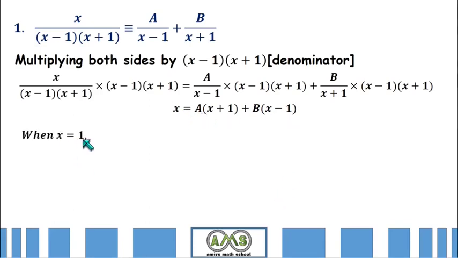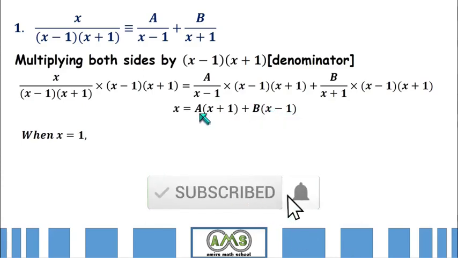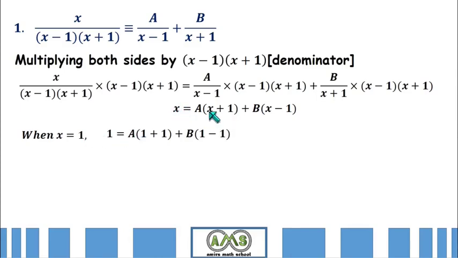Now, when x equal to 1, here you see, when x equal to 1, this part is 0. So if this one is 0, then b term will be 0. That is one unknown, a. So in that case, on the left side the value of x is 1, and here we substitute the value of x equal to 1, that is a into 1 plus 1 plus b times 1 minus 1. So this part will be 0. So here we get 1 equal to 2a, that is a equal to half.